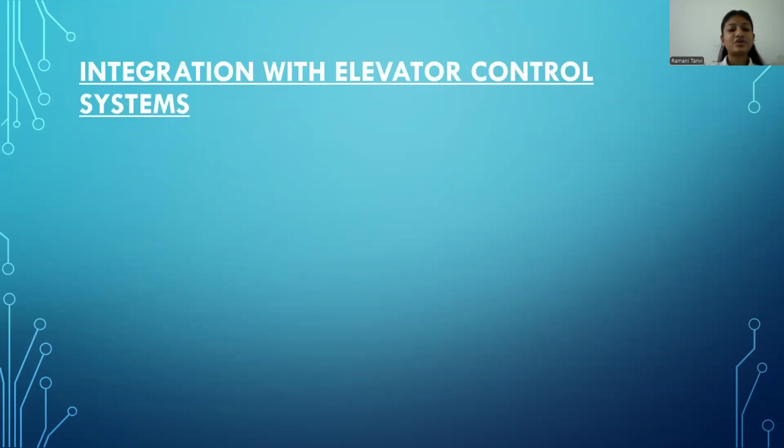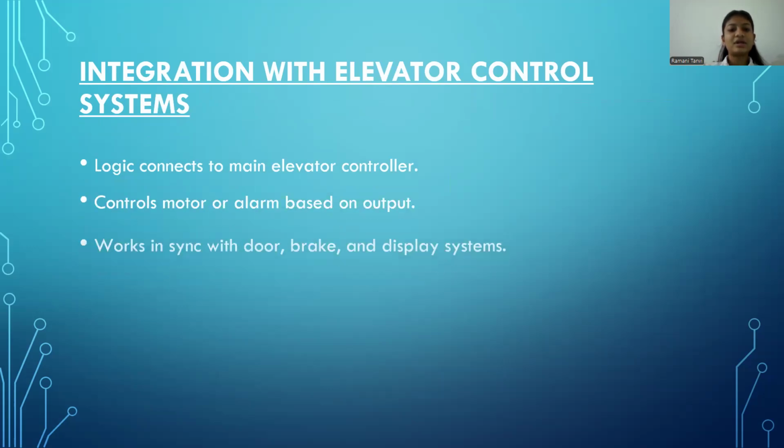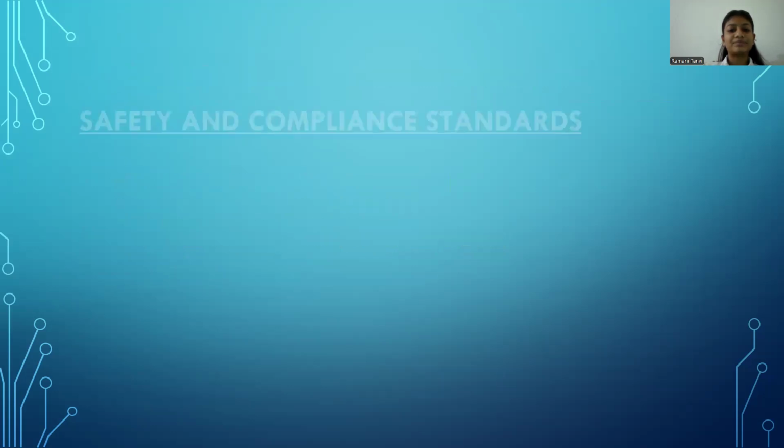Integration with elevator control system. Okay, our system connects to the main control panel of the elevator. It can stop the motor when it's overloaded. It can trigger an alarm. It can work with door sensors and display screens. Everything works in sync to make the elevator smarter.